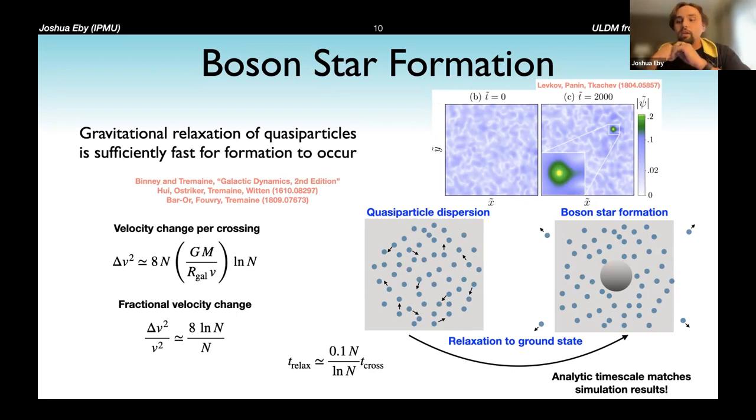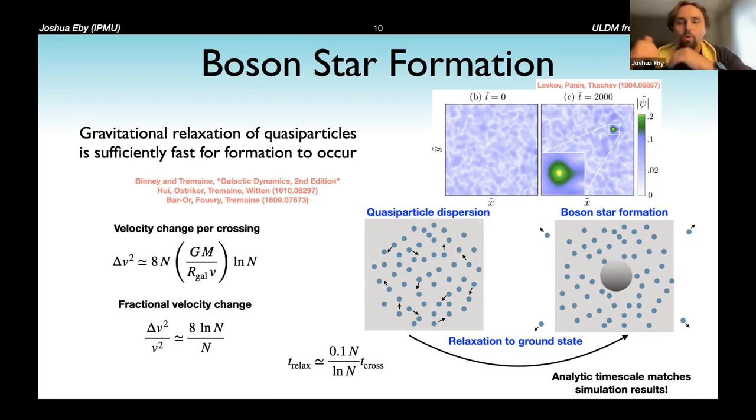But these days, I think we know the answer to this. And there's a pretty simple picture for boson star formation, a clear analytical picture, and it's backed up by simulations. So I think it's now pretty clear. The picture is the following. So I've described to you that in ultralight dark matter, the building blocks of an ultralight dark matter halo are these quasi-particles that have de Broglie wavelength scale. And they're order one density fluctuations from the average.